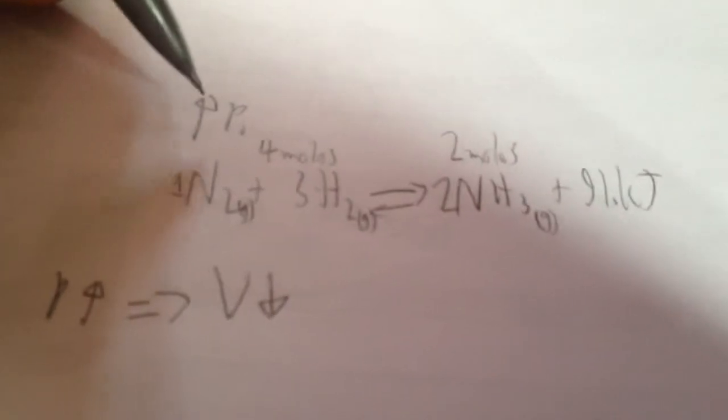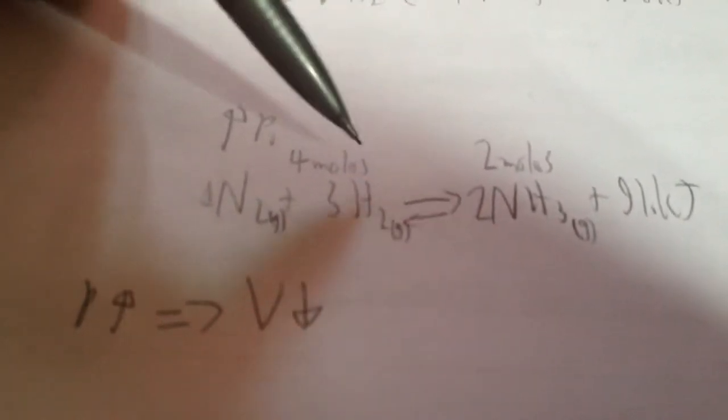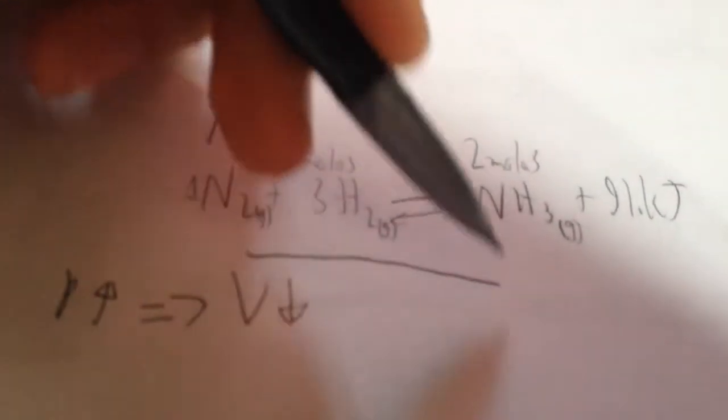Now we know that when you increase pressure, you have lower volume. Therefore, the side that has less moles has less volume. That means that whenever you increase pressure, the reaction will shift to whichever side has less volume. In this case, it will be to the right, the forward reaction.